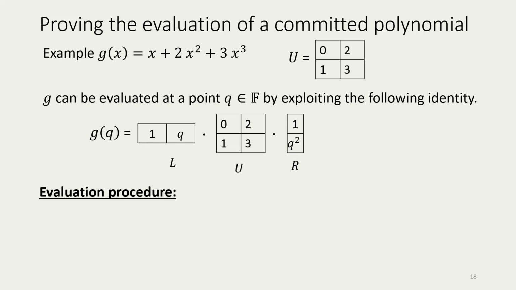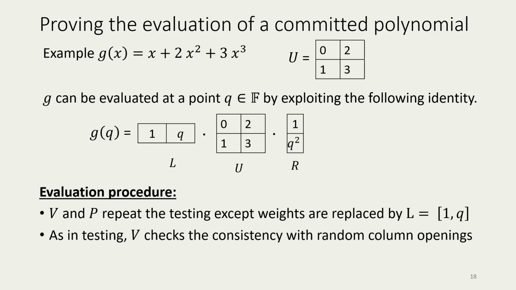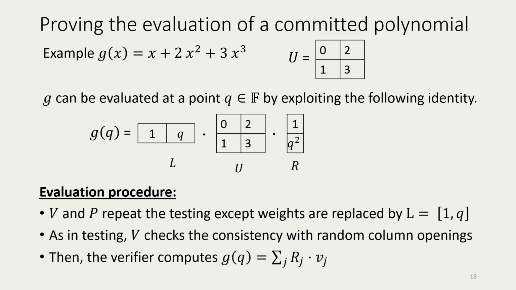To prove an evaluation, the verifier and the prover just run the testing procedure, except instead of random weights, they choose values from this vector L as the weights. The verifier does consistency checks with random column openings as before. Finally, the verifier computes an evaluation by taking the inner product between the vector v that was sent by the prover and the vector r.